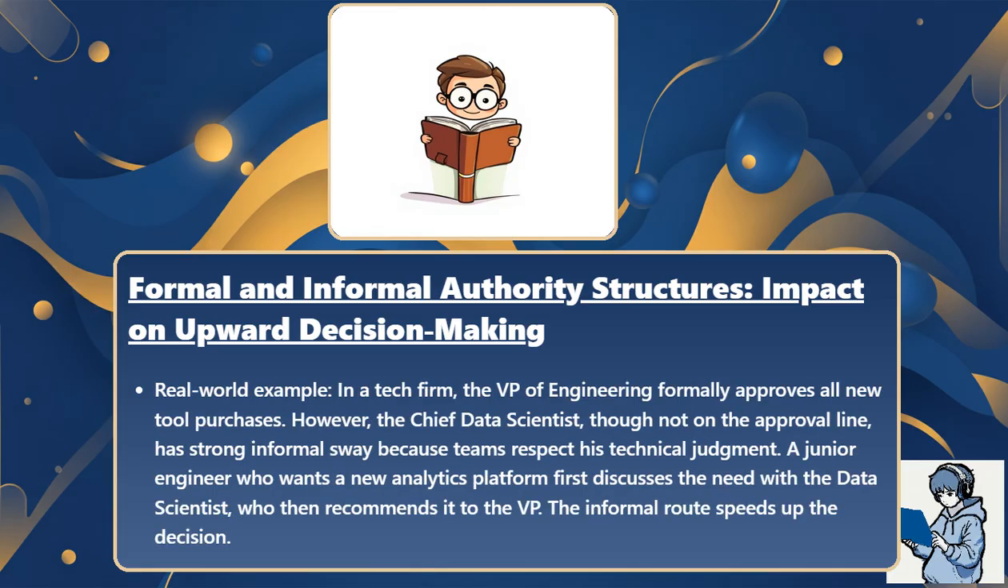Real-world example: in a tech firm, the vice president of engineering formally approves all new tool purchases. However, the chief data scientist, though not on the approval line, has strong informal sway because teams respect his technical judgment. A junior engineer who wants a new analytics platform first discusses the need with the data scientist, who then recommends it to the vice president. The informal route speeds up the decision.